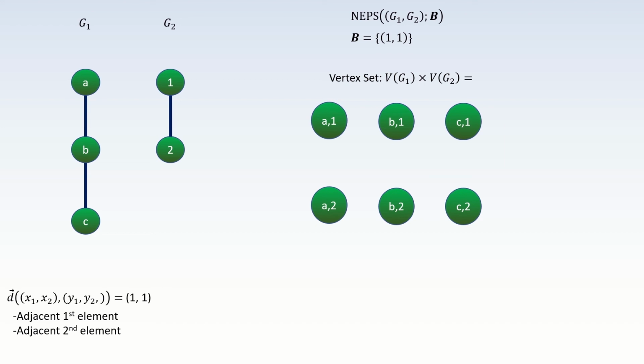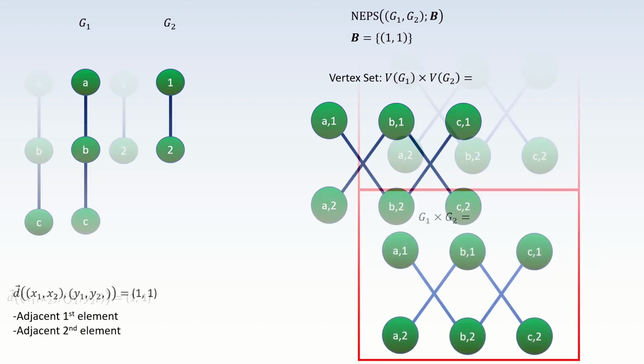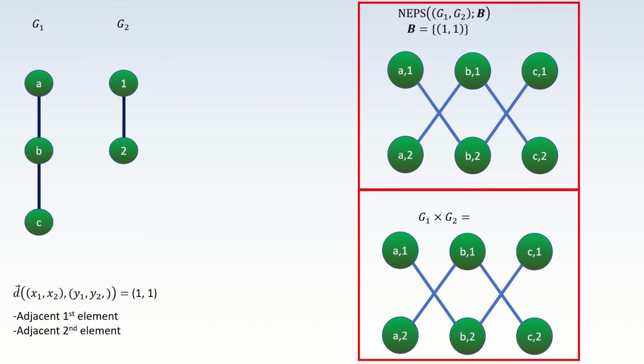What pairs of vertices meet this criteria? Feel free to pause the video and connect all pairs of NEPS graph vertices with both adjacent letters in graph 1 and adjacent numbers in graph 2. Here they are. Interestingly, this is the exact same graph as the tensor product of G1 and G2, shown on the bottom.